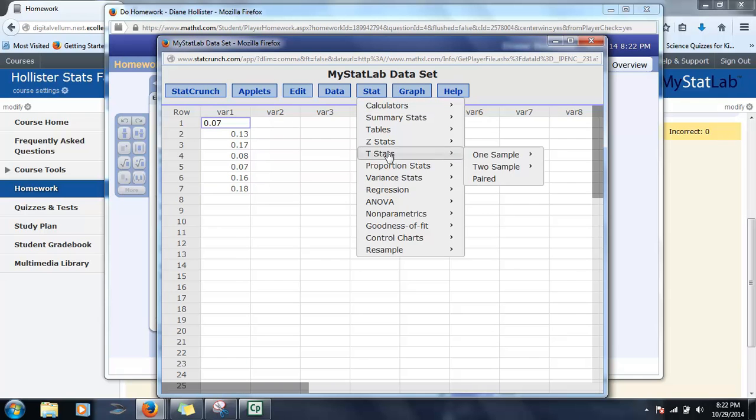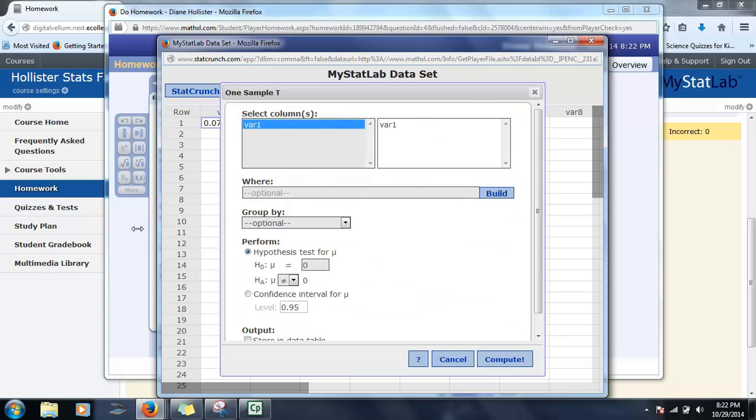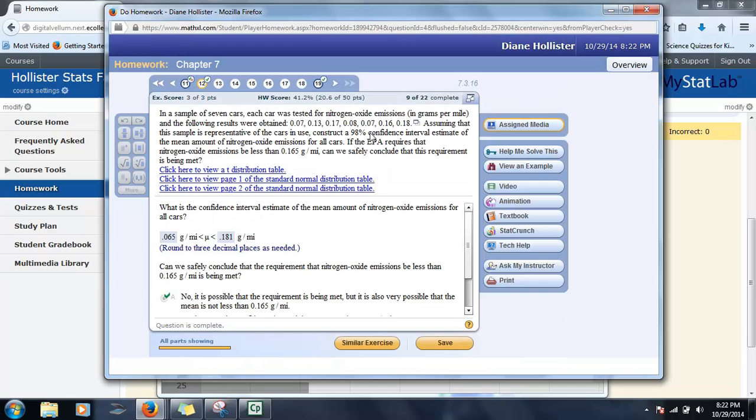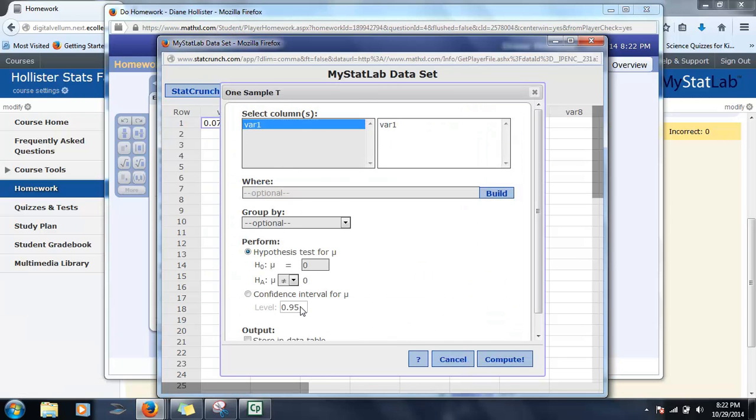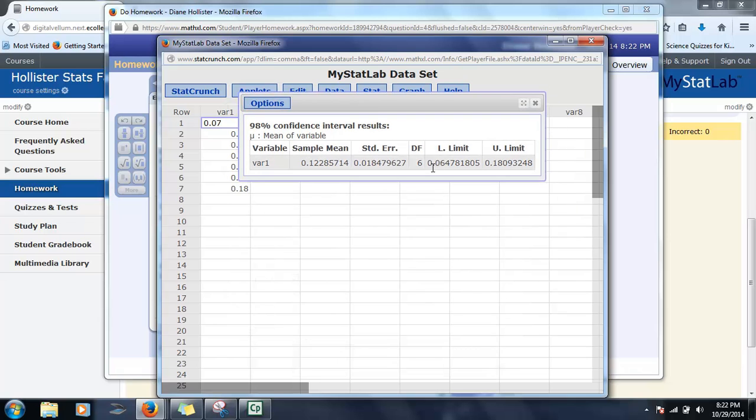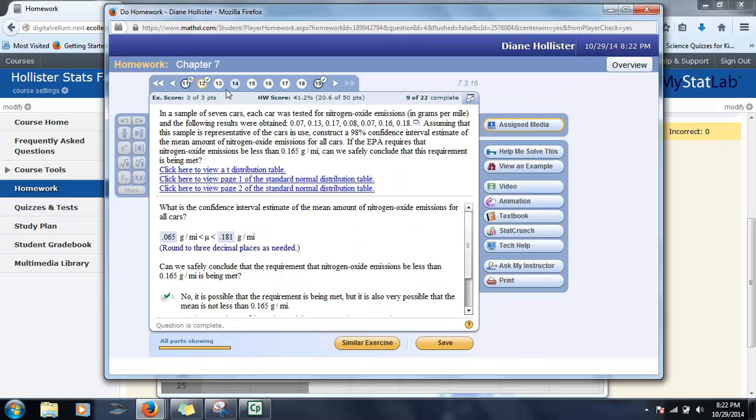This particular one has data, so we will click one sample with data. A lot of times we're clicking one sample with summary information from your homework problem. We're going to tell it which column to use, and we're going to double check that we get the proper confidence interval. This particular time it says 98%. So we're going to change this to 98. And we're going to click compute. Notice then you have your lower and upper limit, and you can go back to the problem, enter the data, be sure to round carefully, and then answer the appropriate questions.